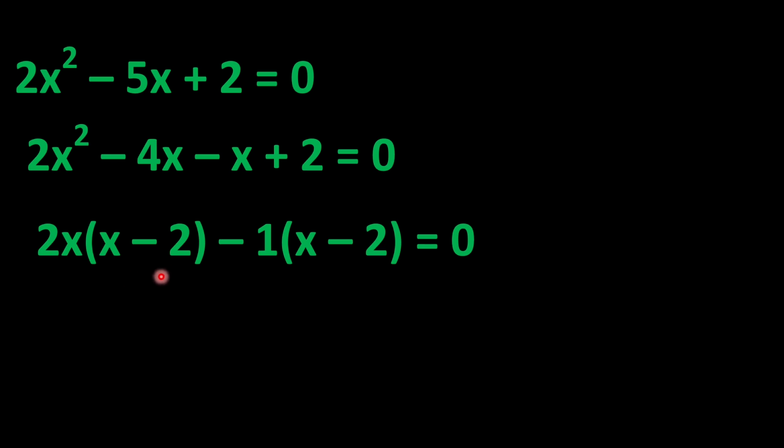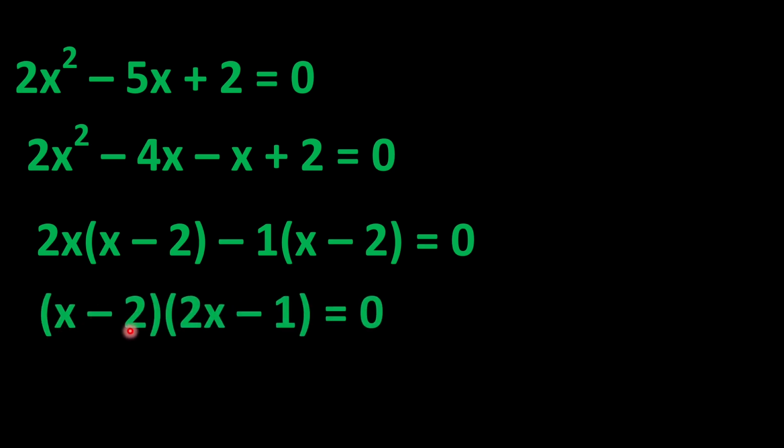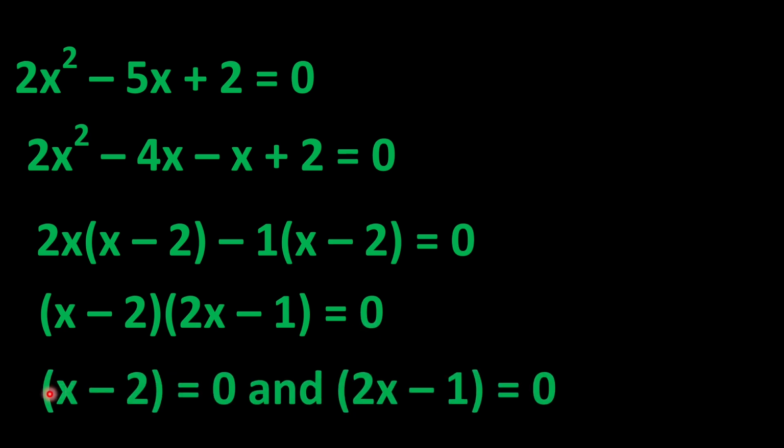And now in these two terms, we have x minus 2 as common. So we will take this x minus 2 as common. So after taking x minus 2 as common, the remaining term here is 2x, and similarly here is minus 1, which is equal to 0. And now we will compare these two factors with 0, which is x minus 2 equal to 0 and 2x minus 1 equal to 0.